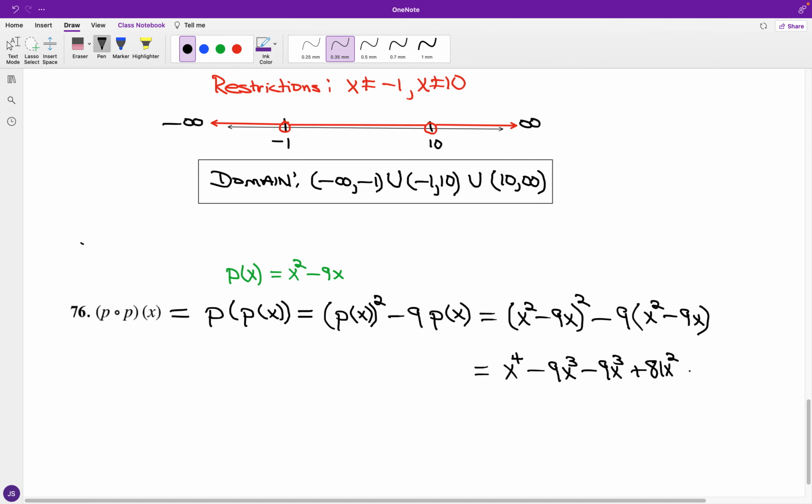And then for the other distribution, you have negative 9 x squared, and negative 9 times negative 9x, so that's going to be a positive 81x. And combining like terms together, you have x to the fourth, and we combine the cubic terms, so we have minus 18x cubed, 81x squared minus 9x squared, so that'll be 72x squared. And we have plus 81x.